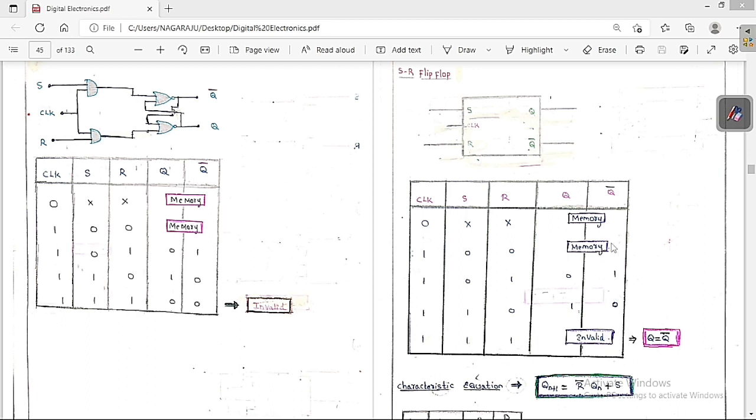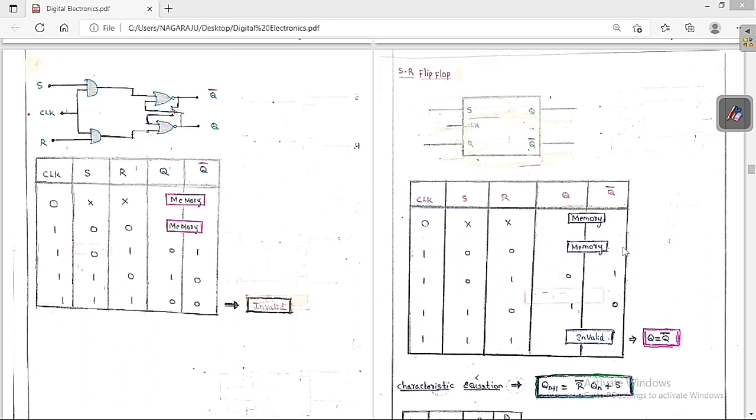It will be 0 1 or 1 0 based on which of the bases is acting very fast. Because of this reason only, we have an accurate result. Therefore, because of this reason we are going to call this the invalid state. So this is a very important truth table that you always have to keep in your mind.